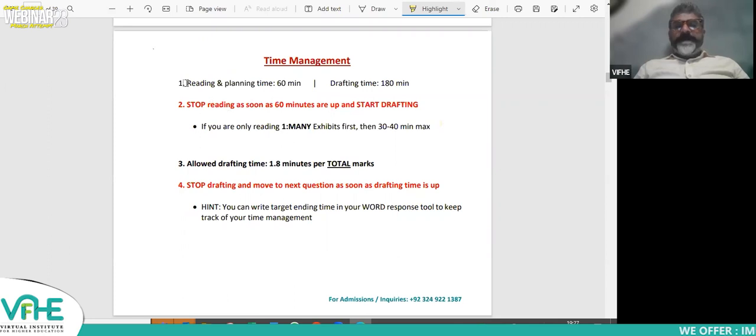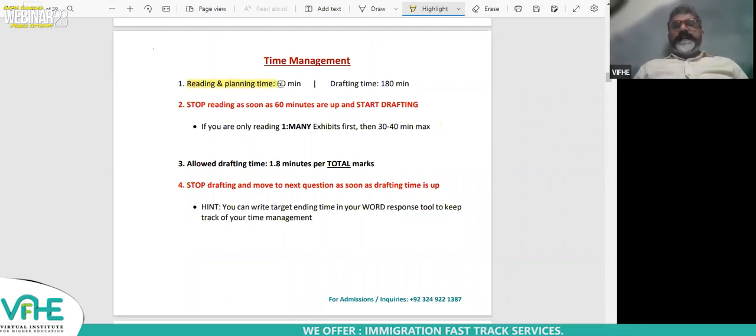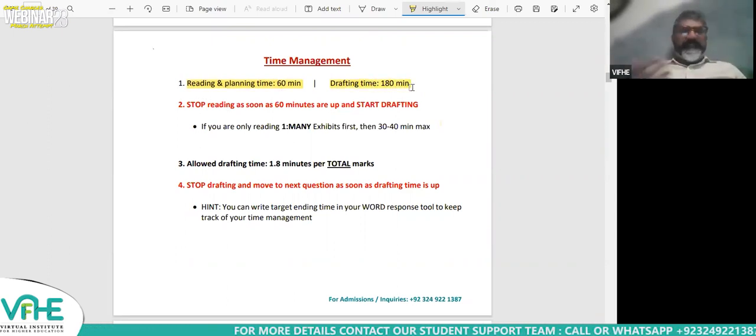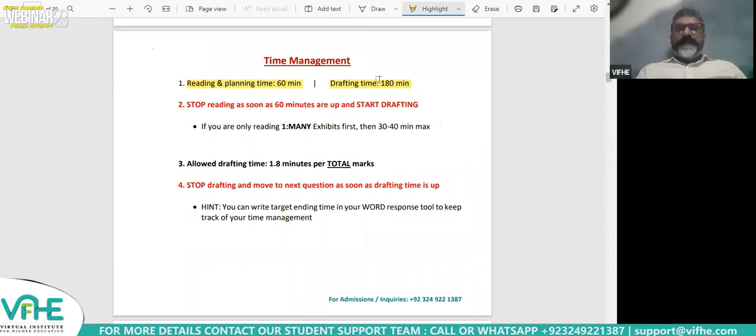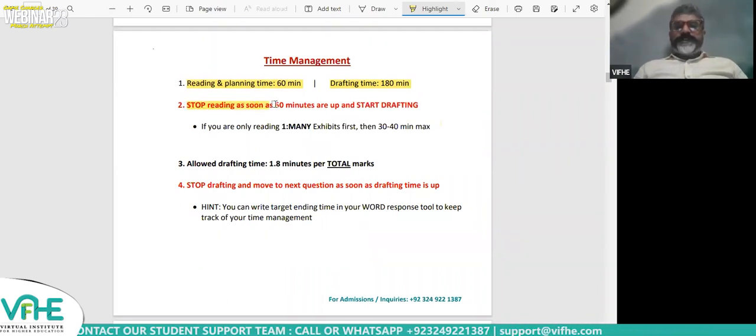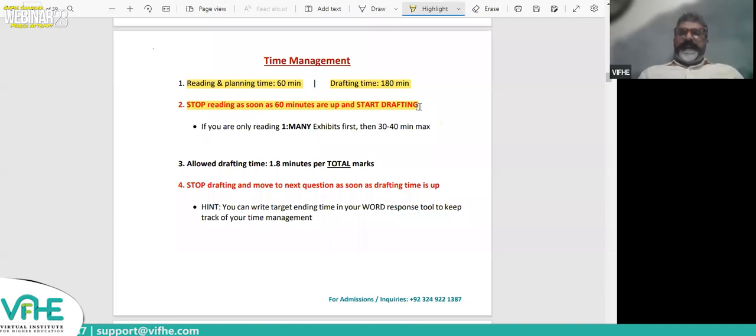So the paper is for 4 hours. And the examiner suggests that you spend the first 60 minutes on reading and planning. And then the next 3 hours you spend on drafting. That's the ideal scenario. So this is the first rule. Stop reading as soon as 60 minutes are up and start drafting. Obviously, when we are planning that we will read everything within 60 minutes, then you have to stop in case you have not completed your reading.